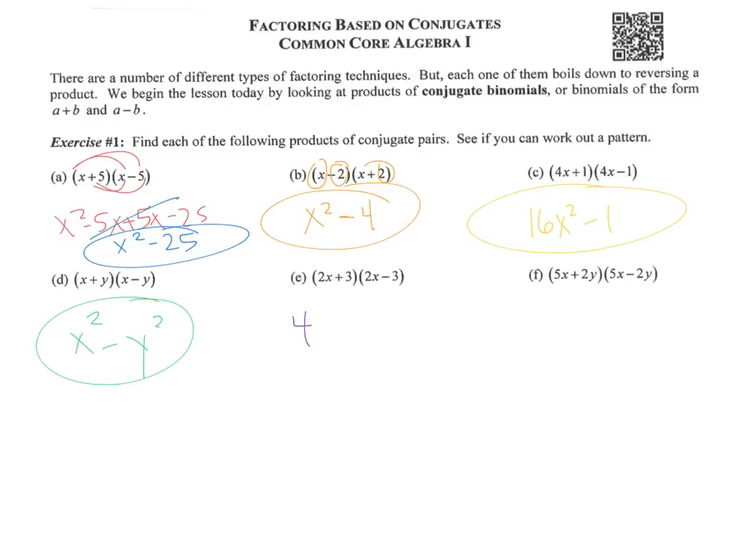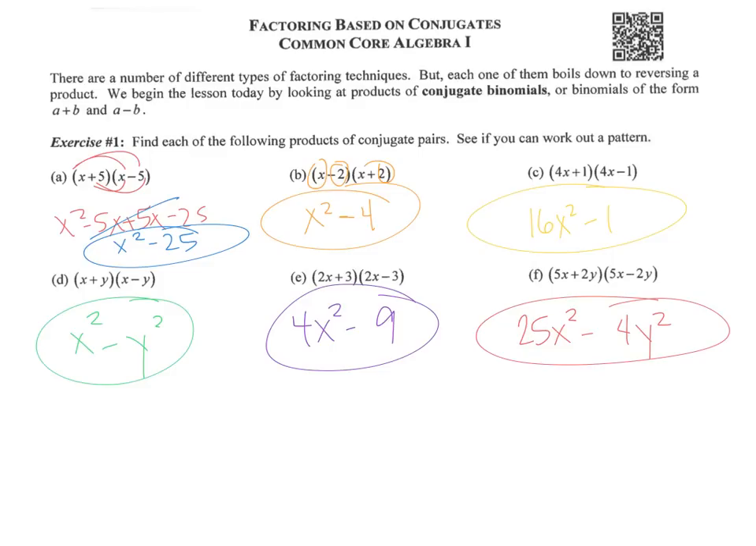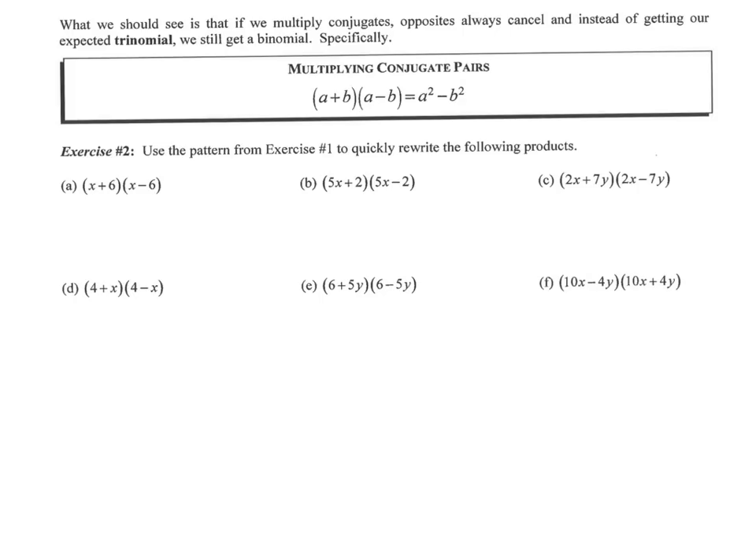2x times 2x is 4x squared, 3 times 3 is 9, and it's minus. 5x times 5x is 25x squared, 2y times 2y is 4y squared, and it's minus. The only way that this works is if you have the same terms, so 5x and 2y, and one is positive, one is negative. So what happens is you square the first, square the second, it becomes a minus. So I want you to practice all these on your own.